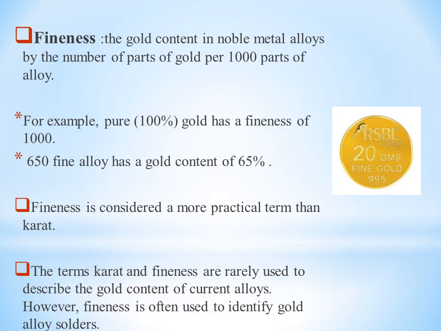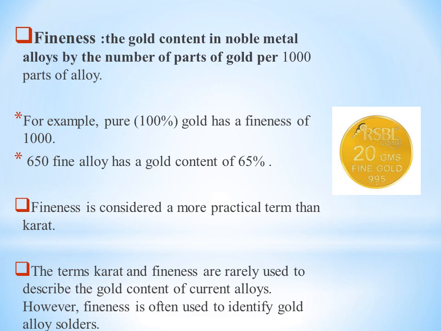Another way to determine the gold content is according to the fineness, and in this case, the fineness is basically the gold content in a noble metal alloy by the number of parts of gold per 1000 parts of alloy. For example, pure 100% gold has a fineness of 1000, 650 fine gold has a gold content of 65%. Fineness rating is said to be more practical a term than the carat, and fineness rating is 10 times the gold percentage in an alloy. The terms carat and fineness are rarely used to describe the gold content of current alloys. However, in the case of gold alloy solders, these terms have been used often.